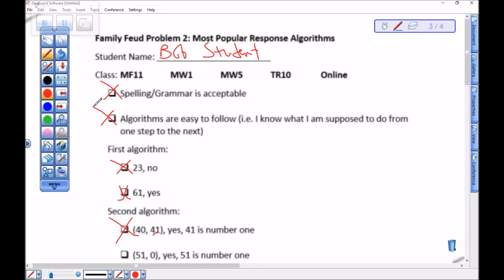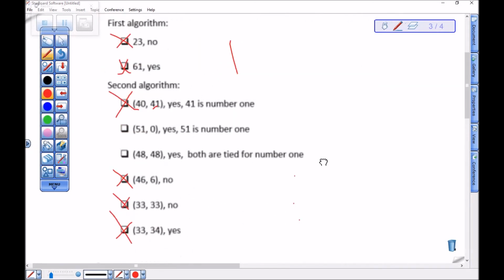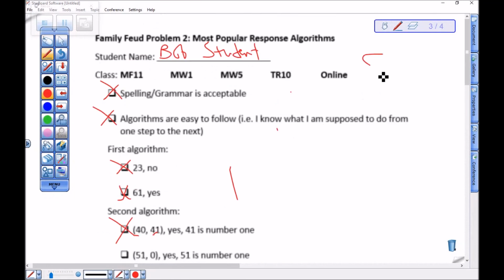So I've got spelling and grammar, algorithms. So these two, 1, 2, 3, 4, 5, 6, 7, 8. So this got 8 of the 10 points. This would be an 8 out of 10 project for that second one. Again, I made these up, but there's a way that you could try to do the second one, although that 66 thing isn't quite right, and it couldn't deal with the same number if they were tied.